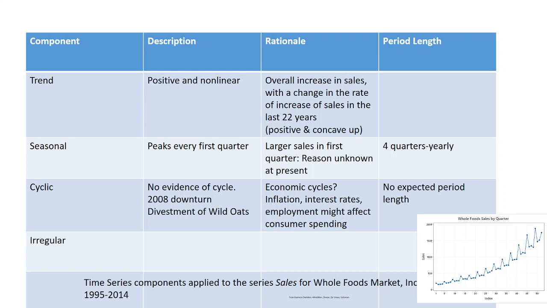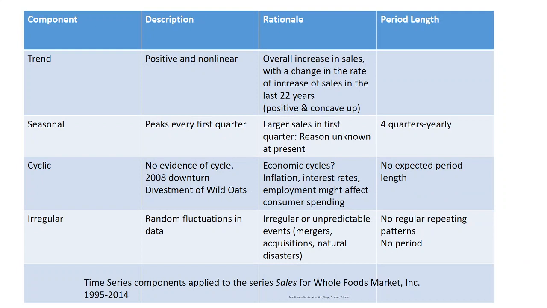There was a 2008 downturn that's not in here. They divested of this thing called Wild Oats. Remember that. Maybe there's some economic cycles, inflation, interest rate, maybe employment. The employment rate might affect consumer spending. We just don't really have any expected period length unless you want to go with the 100-year flood kind of ideas. And there's really no random fluctuations in the data.